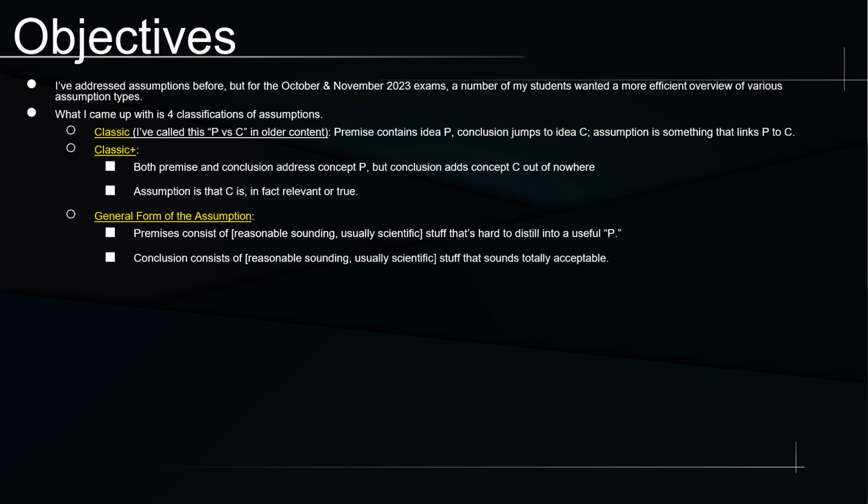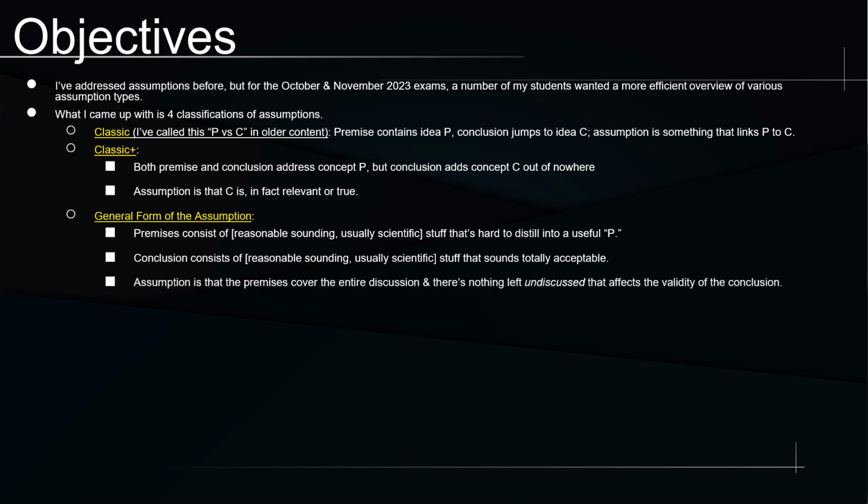However, the situation that I described, which does happen frequently on harder questions, it's just hard to see how it sounds good. It doesn't sound like there's a problem with it. You can't instinctively find a gap, and that's an issue. But how do we get around this issue? Well, we use the general form of the assumption, which sounds something like the following. The assumption in these cases is that the premises cover the entire discussion, that there's nothing left undiscussed that affects the validity of the conclusion.